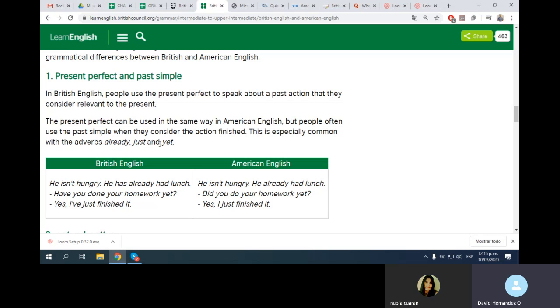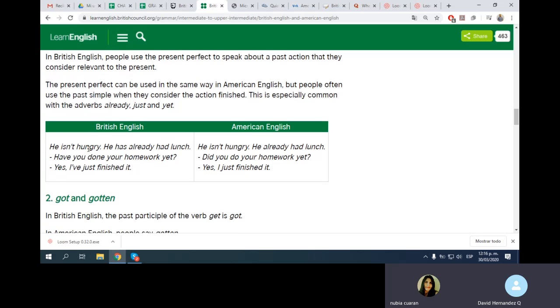¿Tú de pronto conoces estos adverbios? ¿Cómo se usan y todo? Sí. Muy bien, aquí vamos a ver algunos ejemplos y ya con eso nos acabamos de iluminar. Dice, en British English, he isn't hungry. He has already had lunch. Y en americano sería, he isn't hungry. Se conserva la primera parte igual. Segunda dice, he already had lunch.